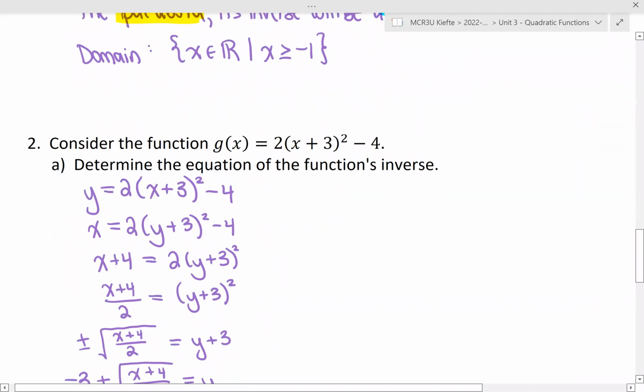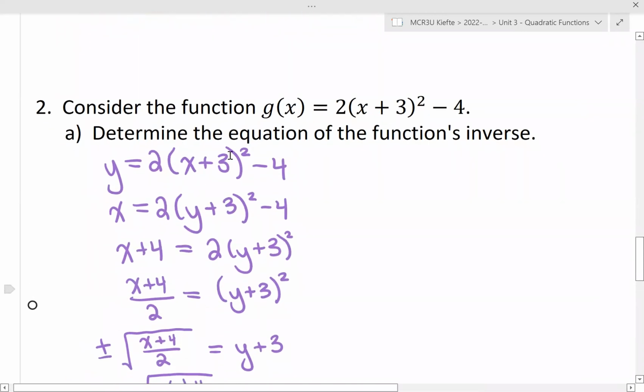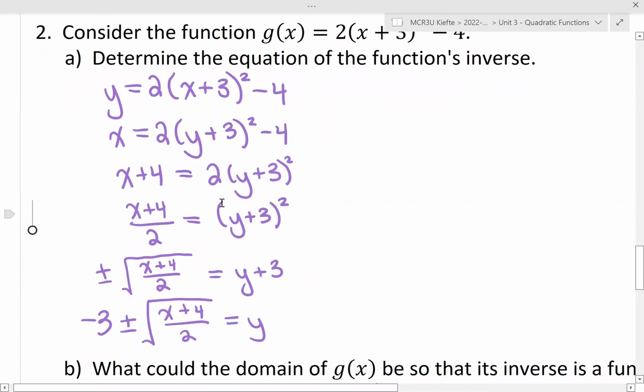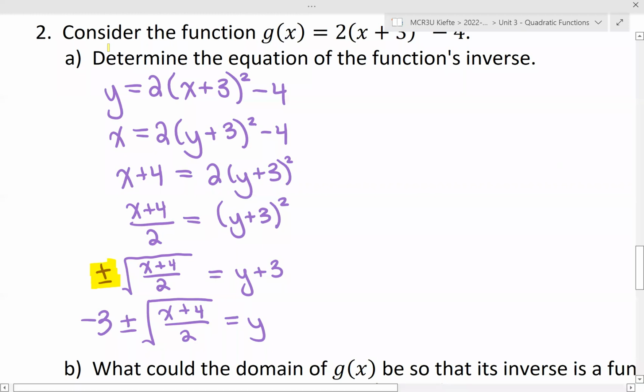Now, again, we're trying to just determine the equation of the inverse. We let y equal our g of x. We switch x and y, isolate for y. Don't forget to do this in proper order. So do not divide by 2 first. You need to add 4 first. And again, we have a plus or minus here, which we don't want to forget because it has some implications.